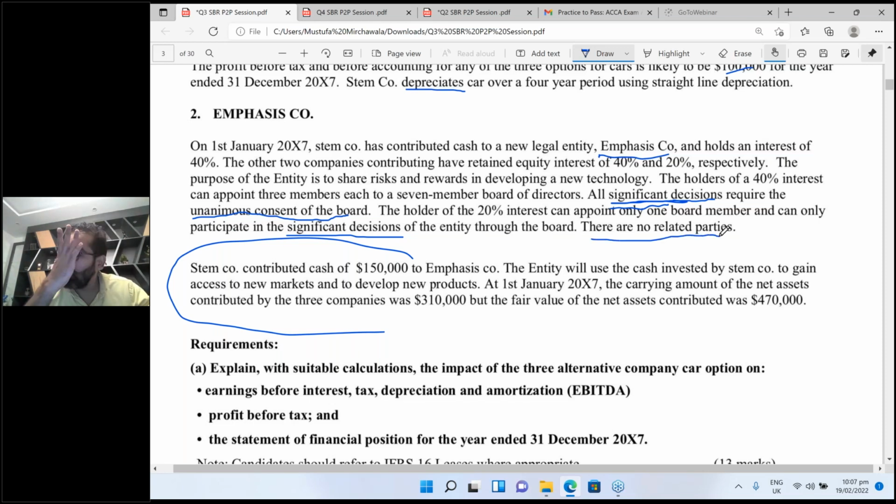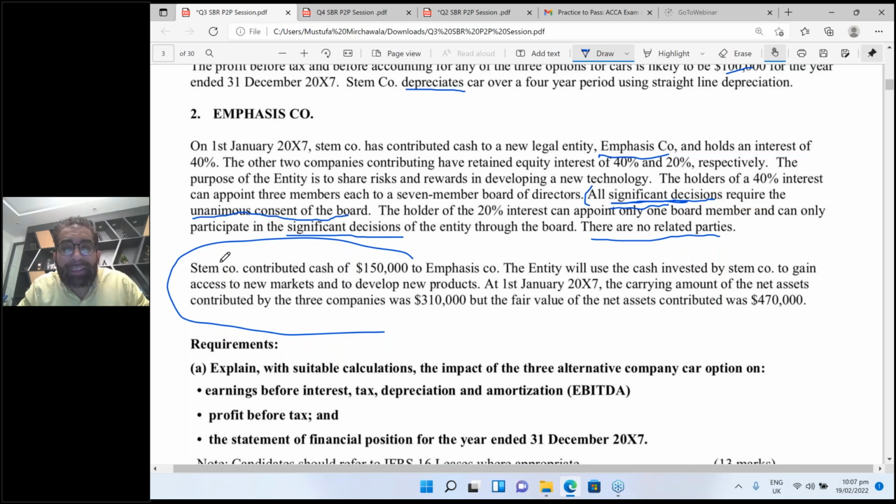So what is the setup? The new company is formed, which is Emphasis Company. 40% is held by STEM, 40% by another guy, and 20% by one more guy. What is the composition of the board? There will be a total of seven board members: 3 belong to STEM, 3 to the other guy, and 1 to the 20% holding. Now do you think the 3 of them have joint control? Yes, they have joint control. Why? Because of this line.